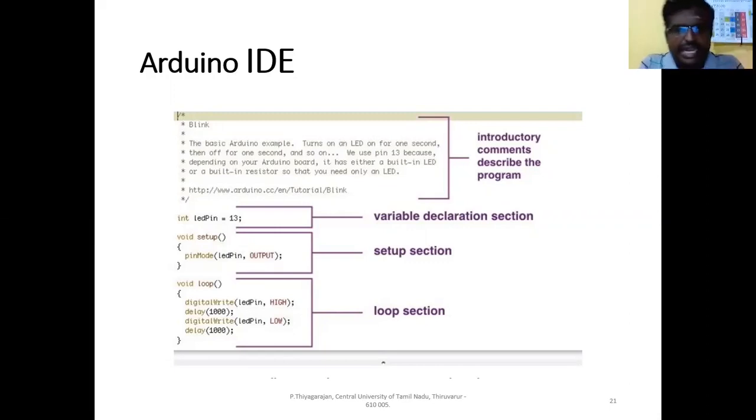The second section is the variable declaration section, in which we can declare the variables. Here the variable declared is an int, and since it is outside of any function, it is global and is visible throughout the program.